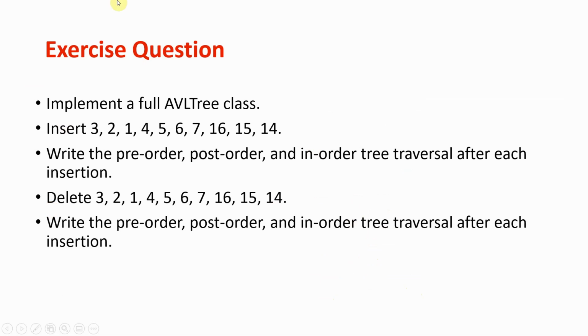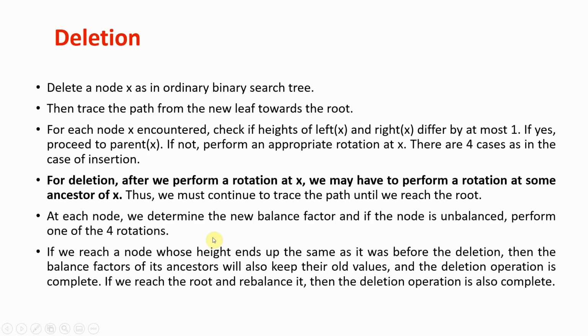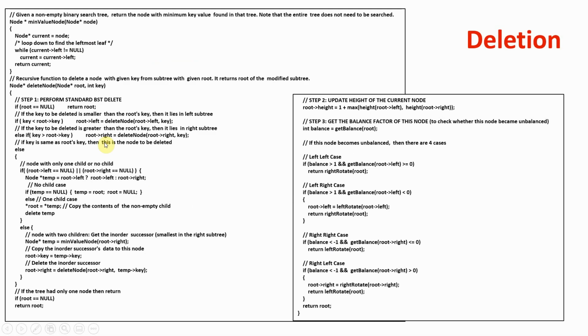This is an exercise question that I want you to implement yourself. So implement a full AVL tree class, right? Have the structure for the nodes, have the AVL tree class with the constructor, destructor, and all the member functions that would be necessary for an AVL BST tree. And then you also have to implement the insertion and deletion functions as we did before, okay? So you can either use this algorithm or this algorithm. I provided two different algorithms.